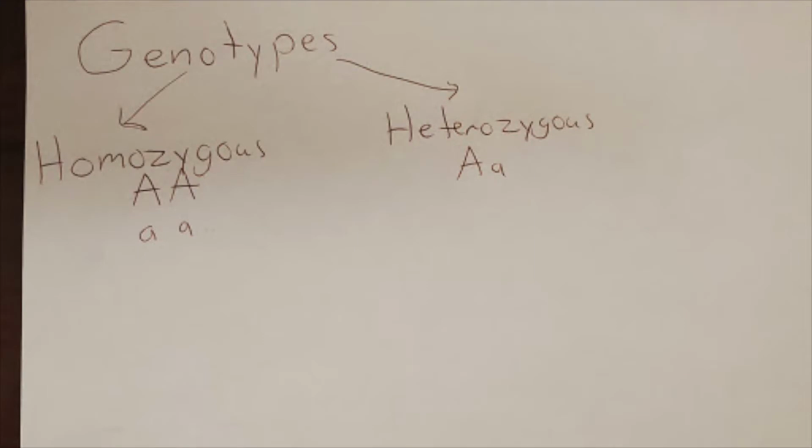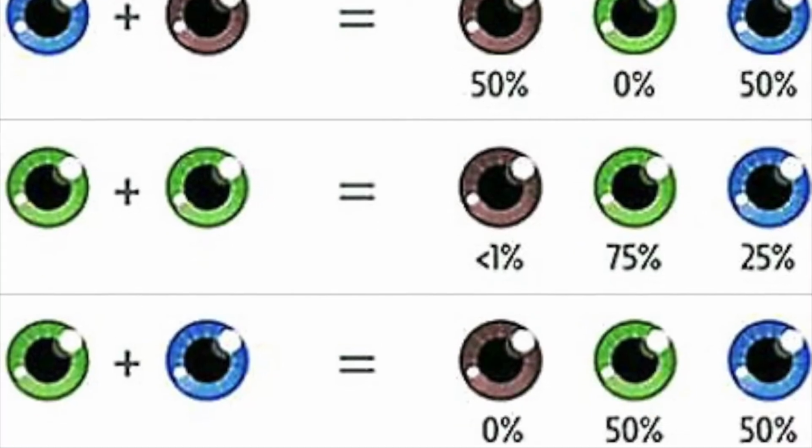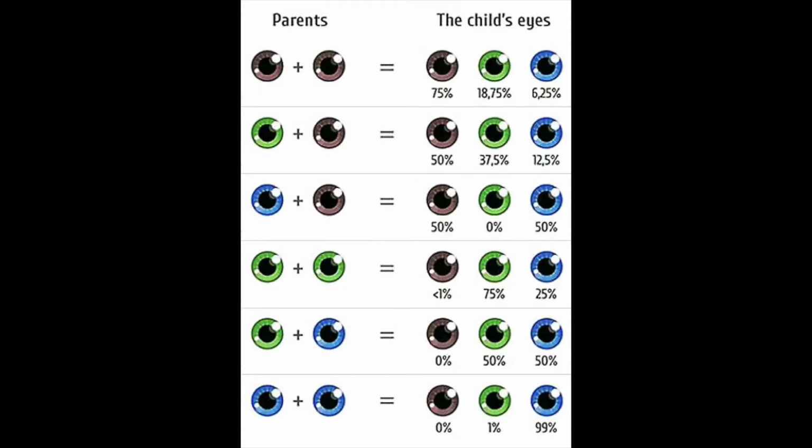Homozygous is represented by two of the same letter, either both capital or both lowercase. Heterozygous is represented by two varying letters, one capital and one lowercase. A phenotype is how the gene is expressed. You can normally see this expression with the naked eye, as it displays a physical characteristic.